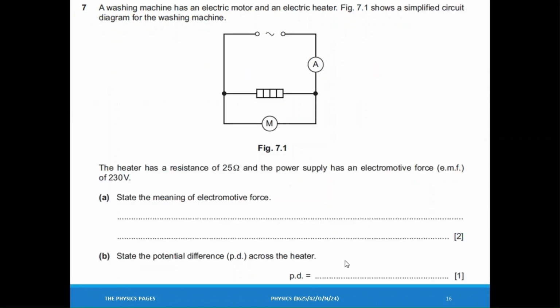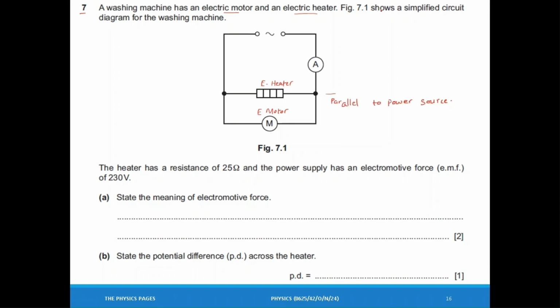Physics 0625, Paper 42, October-November 2024. Question number 7. A washing machine has an electric motor and an electric heater. This one is an electric heater, and this one is an electric motor. The electric heater and motor you can see are connected in parallel. This is a parallel combination, also parallel to the power source.